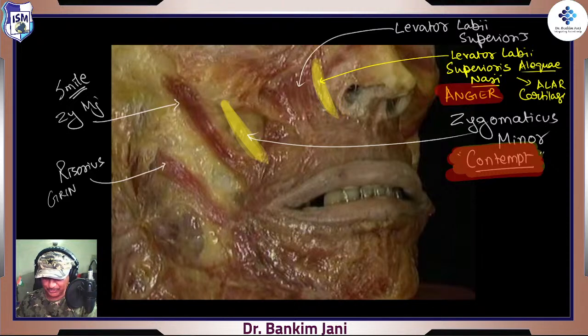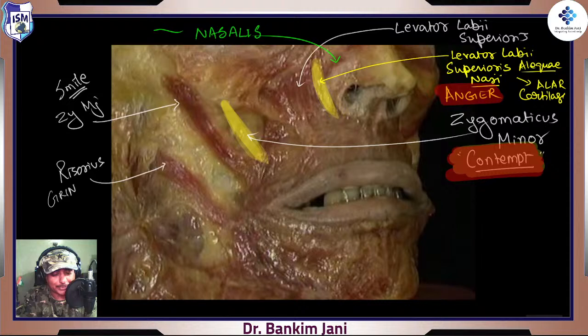Now, there is one more muscle, which we can see over here. I'll use a different color. Just over here, that is nasalis. Same function, nasalis dilates the nostrils. But at the same time, if something is not good, then you make this expression. This is the special function to wrinkle the nose. So that's the function of nasalis.